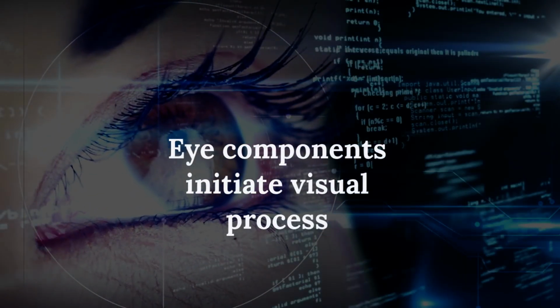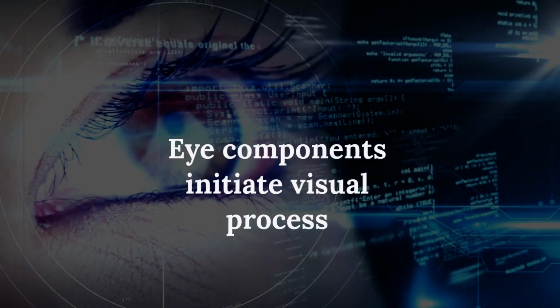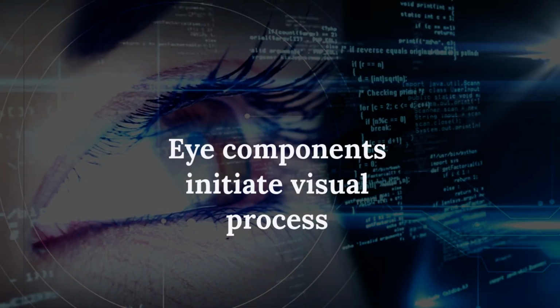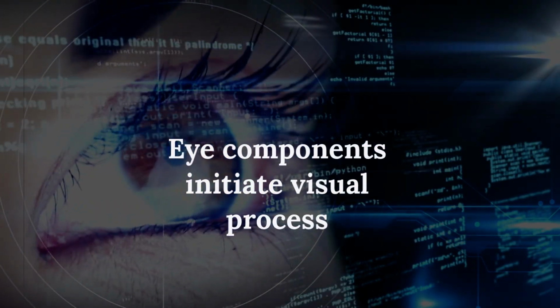The eye's components work in harmony. The cornea and lens focus light. The iris regulates light entry. The retina converts light into signals. These components initiate the visual process.